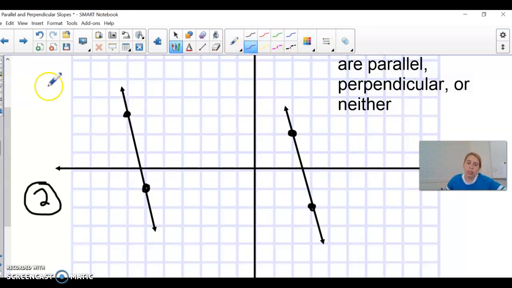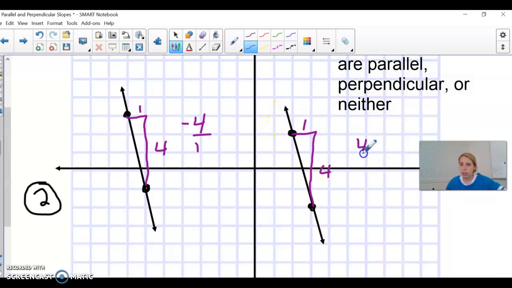So what I'm going to do is I have to count the slope of each line. So if I make my little triangle and I count my rise over run, this one is 1, 2, 3, 4, and I go over 1. But if I read the graph from left to right, it goes down. So negative 4 over 1. I do the same here. 1, 2, 3, 4 over 1. From left to right, this is negative. So rise over run, negative 4 over 1. They both are negative 4 over 1, so they are parallel.